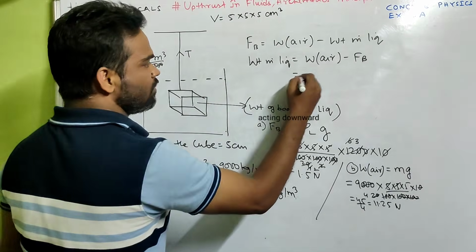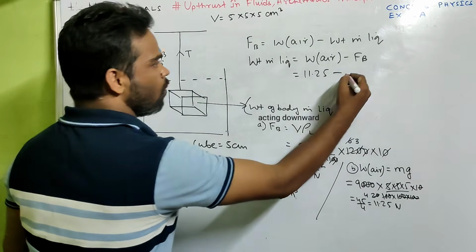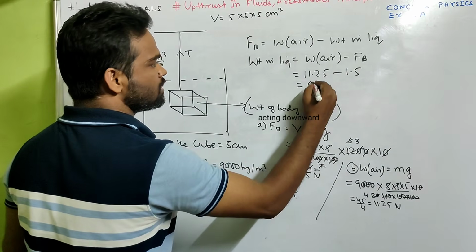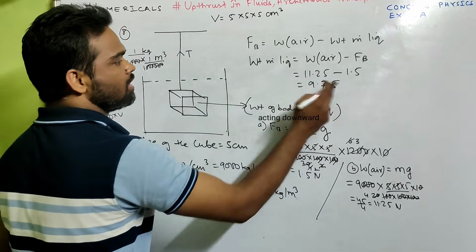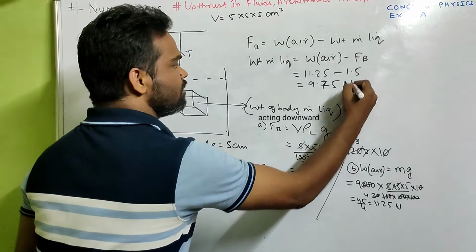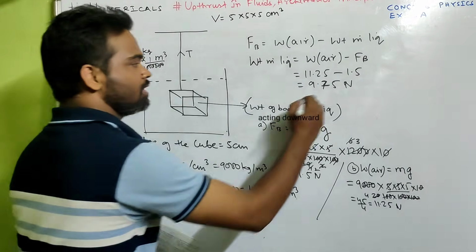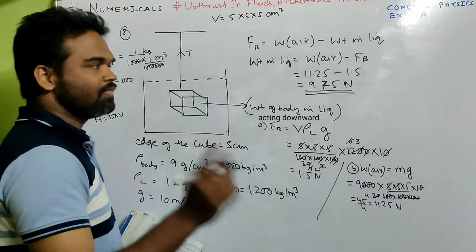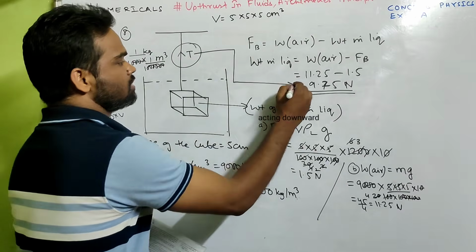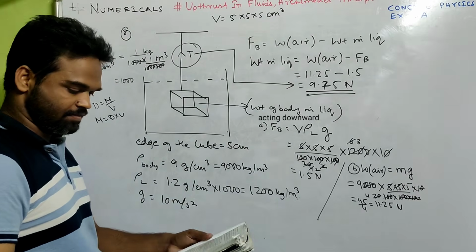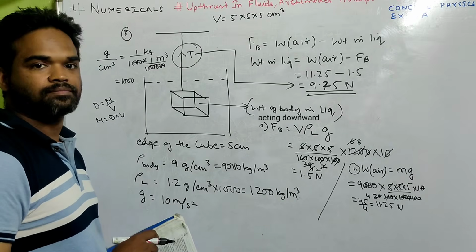So weight in the liquid will be weight in air, that's 11.25, minus 1.5, that's 9.75 Newton. Sorry, that is the weight in the liquid, and that is equal to the tension. So the tension on the string is nothing but 9.75 Newton. Yeah, that's the correct answer.